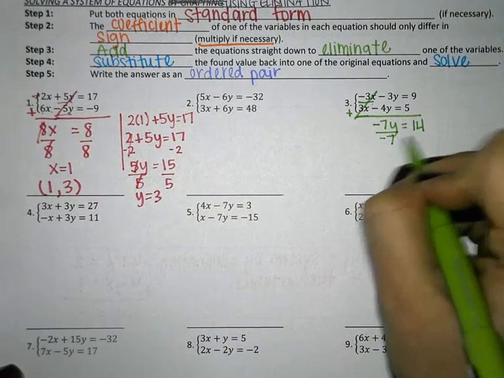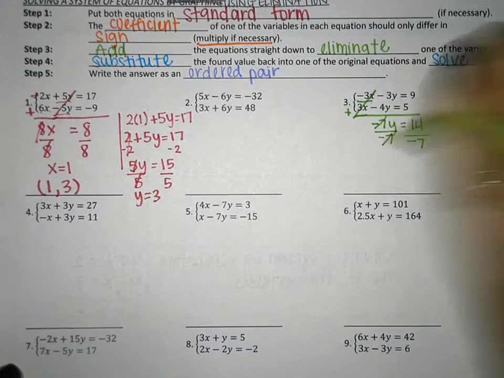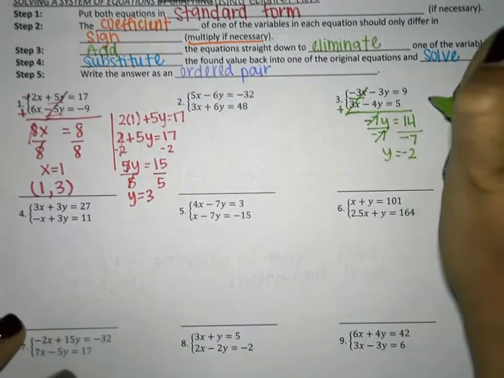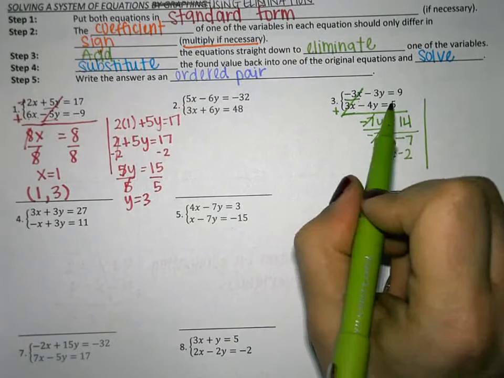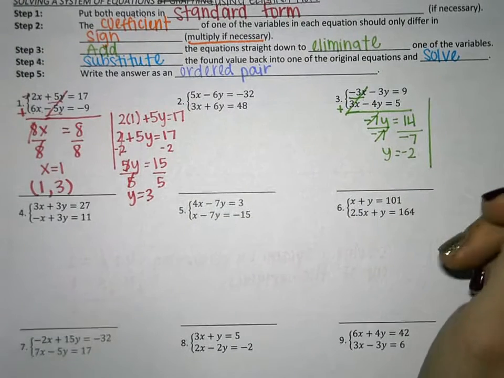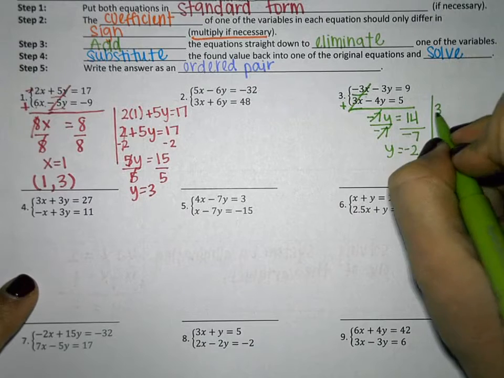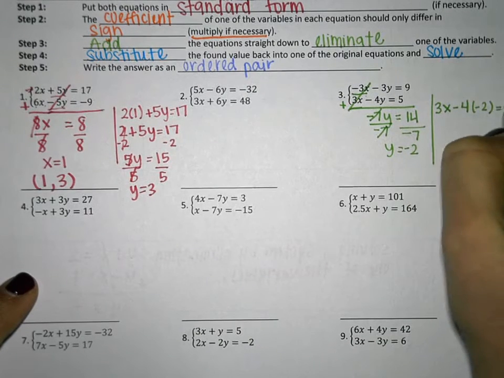Then I divide both sides by negative 7, and I get y equals negative 2. So this time I have y, so I need to plug it back in and solve for x. I'm going to plug my found value into the second equation. So I'm going to use 3x minus 4 times negative 2 equals 5.